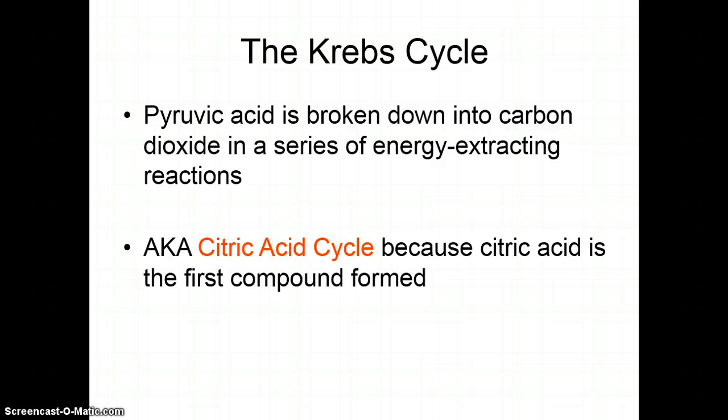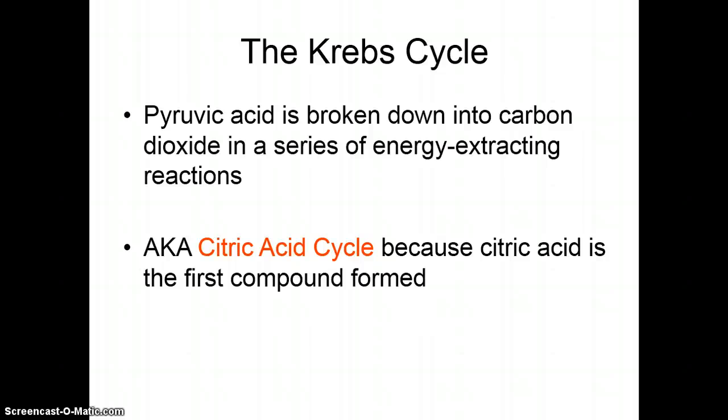So in the Krebs cycle, which is what happens next, we're now in the mitochondria. So the pyruvic acid that was made in the cytoplasm during glycolysis now enters into the mitochondria. And the pyruvic acid is broken down into carbon dioxide in a series of energy extracting reactions. And this is actually called the citric acid cycle, because citric acid is the first compound that's formed, so we sometimes refer to this as the citric acid cycle.